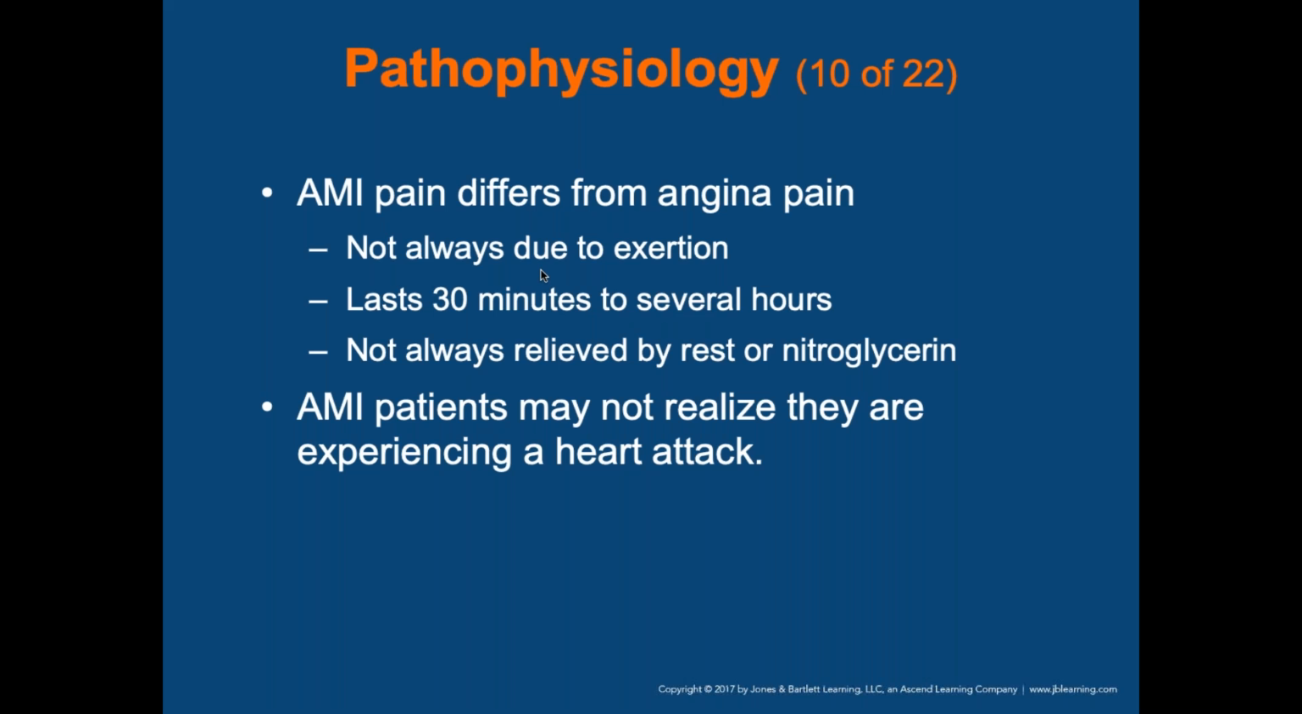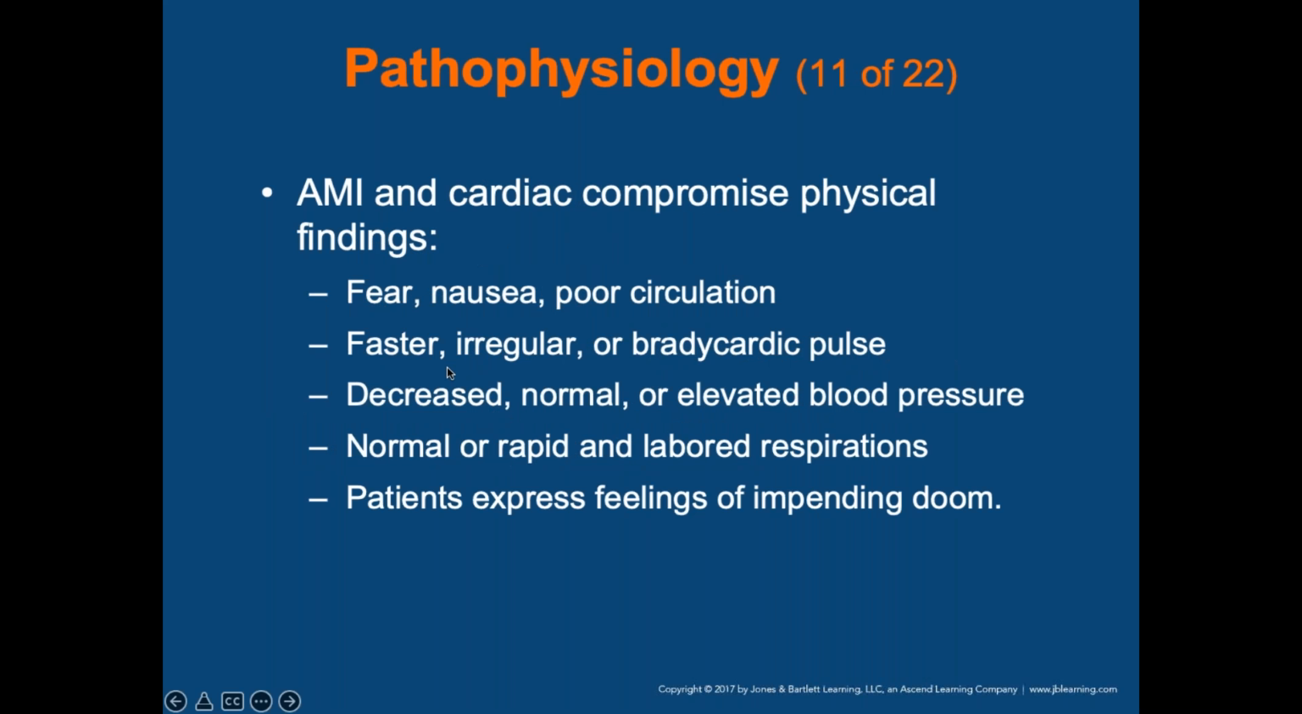When called to the scene and the chief complaint is chest pain, complete a thorough assessment no matter what the patient says. Acute MI and cardiac compromise physical findings: fear, nausea, poor circulation, fast, irregular, or bradycardic pulse, decreased, normal, or elevated blood pressure, normal, rapid, or labored respirations, the patient experiencing feelings of impending doom. I'm going to die.